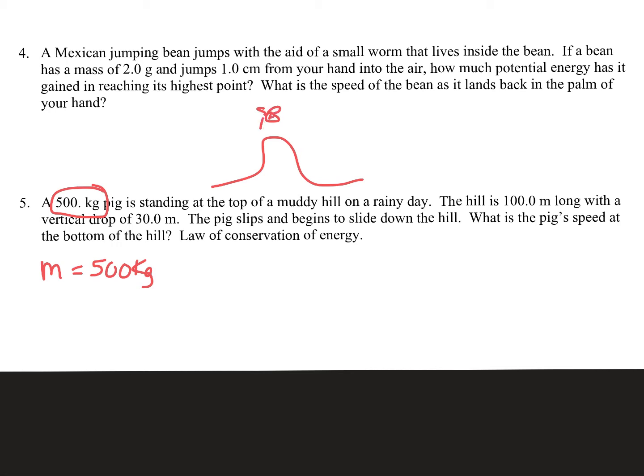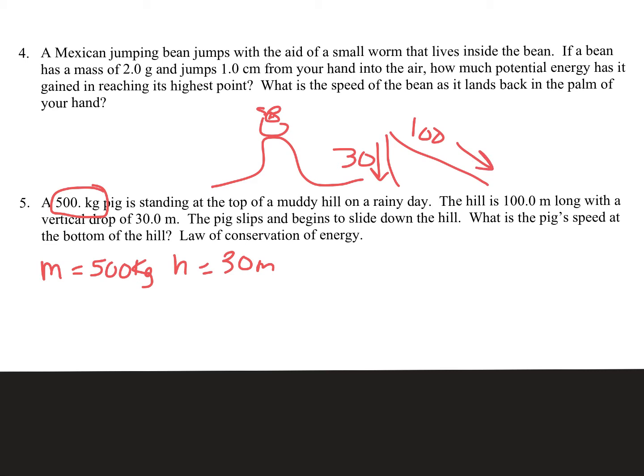Perfect. Terrible pig. The hill is 100 meters long with a vertical drop of 30. So to me, that tells me that the height that this pig would go down if it did would be 30 meters. I don't know if the 100 meters long is going to be important. I'm going to keep an eye on that.